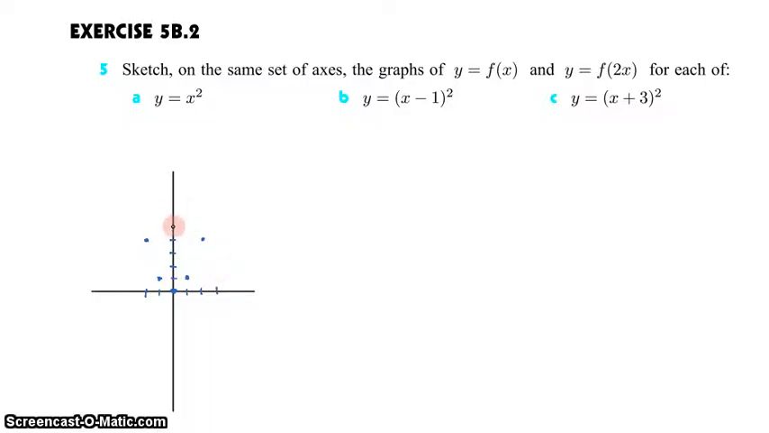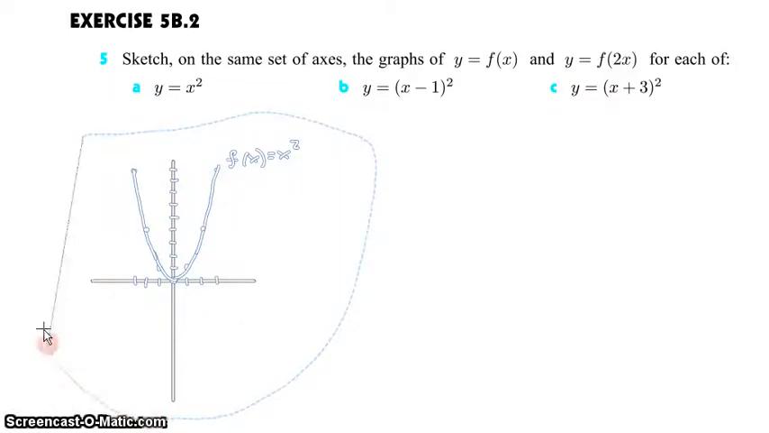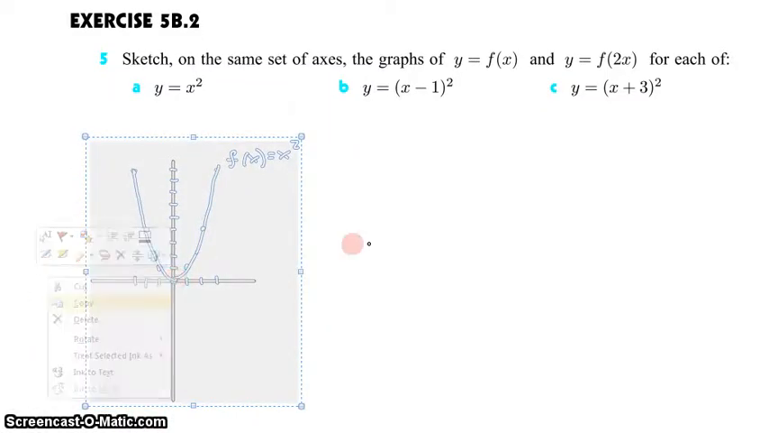And when x is 3, 3 squared is 9. So 3, 9, 4, 16, 5, 25. You can see that the vertical component is growing faster than the horizontal component. And that's what gives us this parabolic shape. Okay, so this is f of x. Now I'm going to take this and copy it because I'm going to use it for parts B and C.